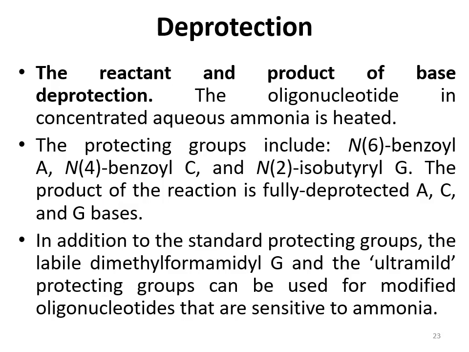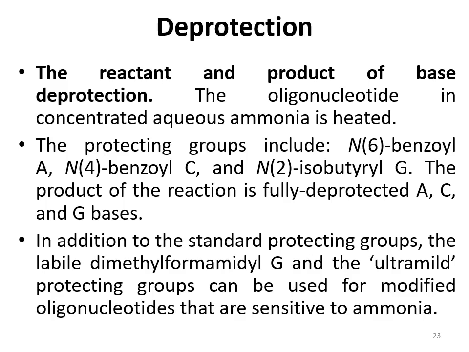Next, the reactant and the product of base deprotection. The oligonucleotide in concentrated aqueous ammonia is heated. The protecting groups include N6-benzoyl adenine, N4-benzoyl cytosine and N2-isobutyryl for guanine. The product of the reaction is fully deprotected and the A, C and G bases are free, they are not protected anymore, there is no protecting group over there.